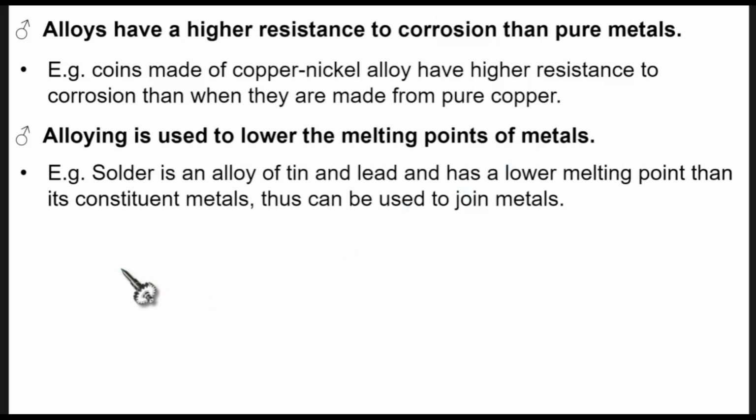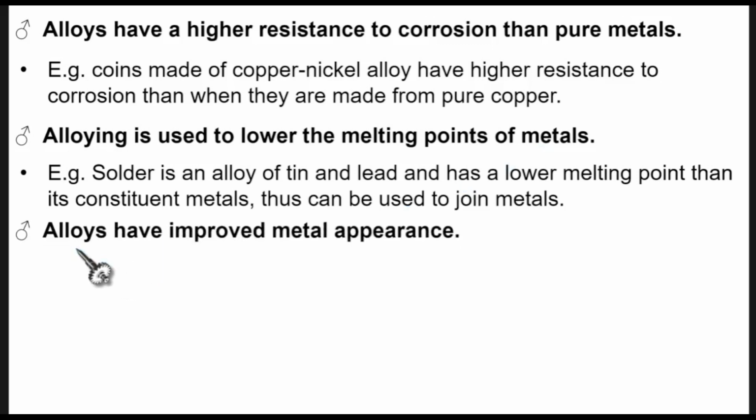Then another advantage is that alloys have improved metal appearance, so they actually improve the appearance of metals. For instance, in the previous lesson where we looked at the uses of metals, we talked of brass and bronze, and those had good appearances that we saw. So alloys improve the metal appearance. All right, so we are done with the advantages of alloys.